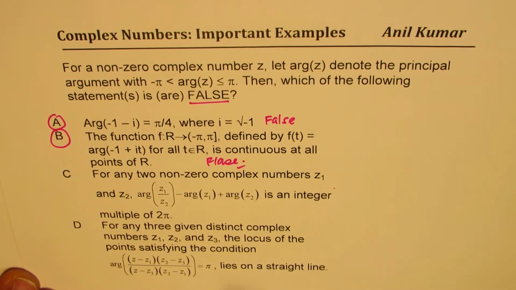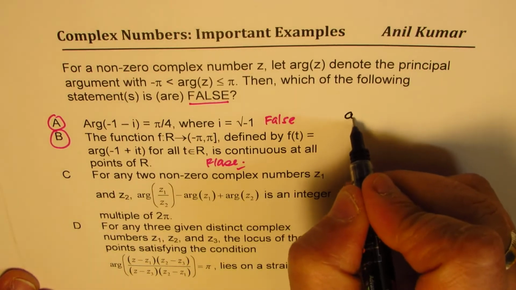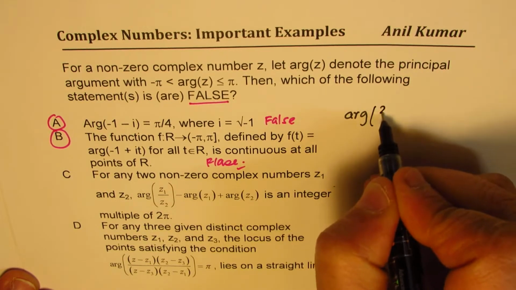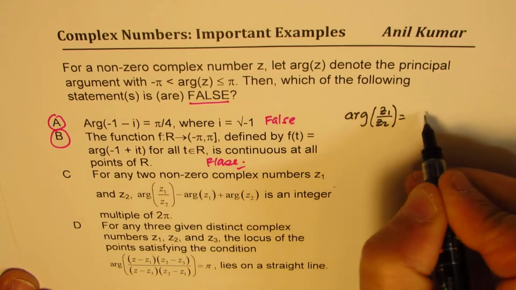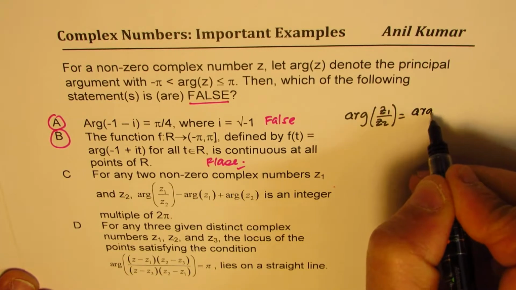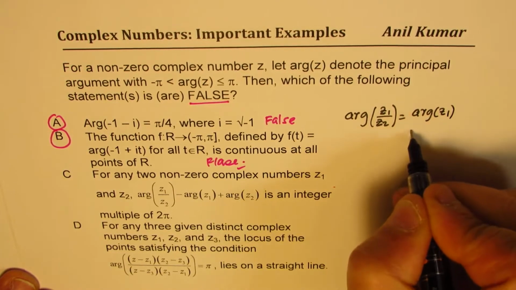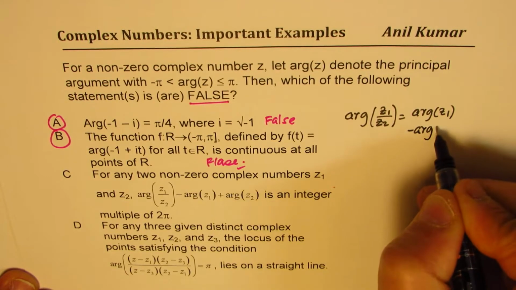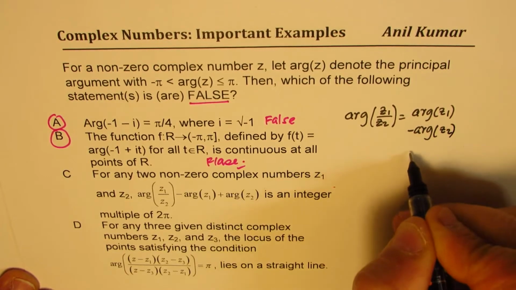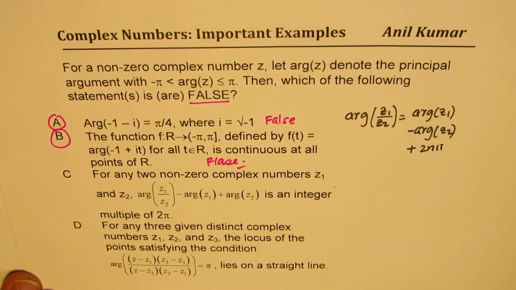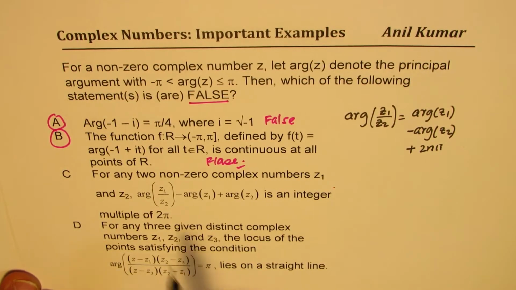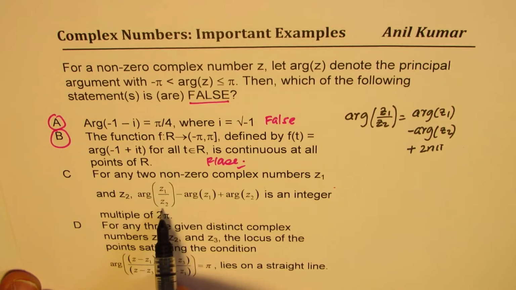Well, this comes from the standard formula. When we say argument z1 over z2, in that case, it really means argument z1 minus argument z2 plus 2n pi, right? So we have to adjust the angle, right? So that is the meaning of argument z1 over z2. Now if I substitute this value, then what happens?